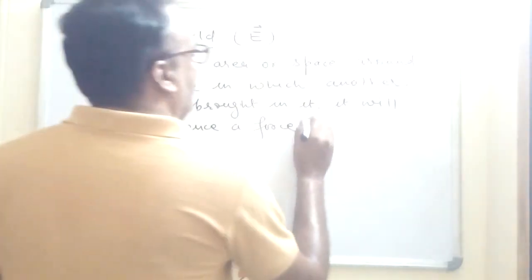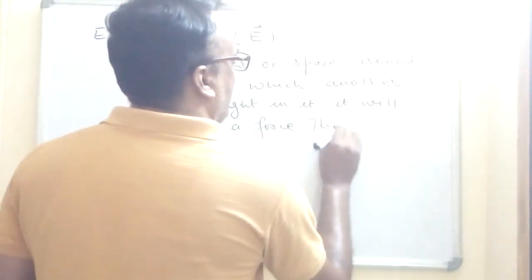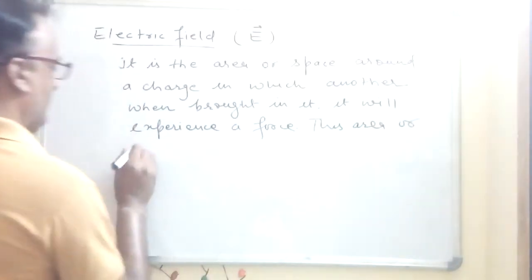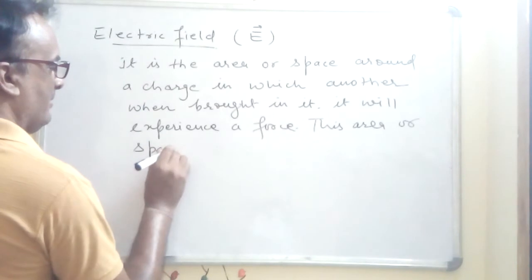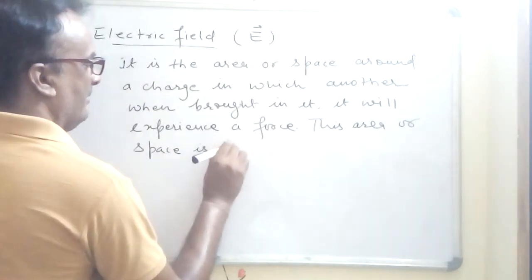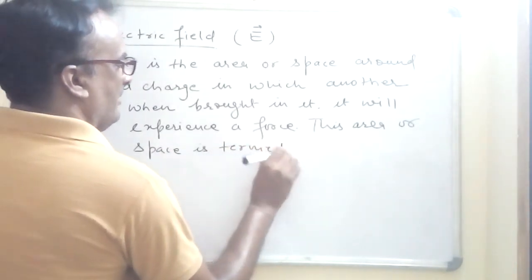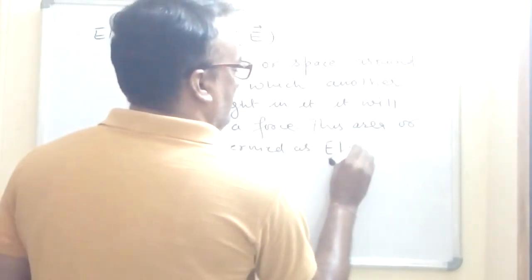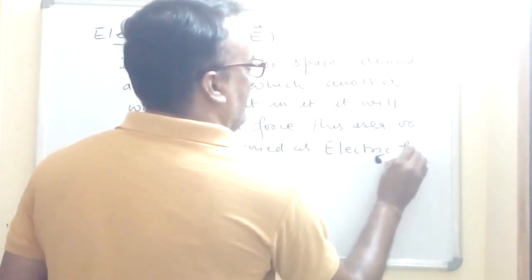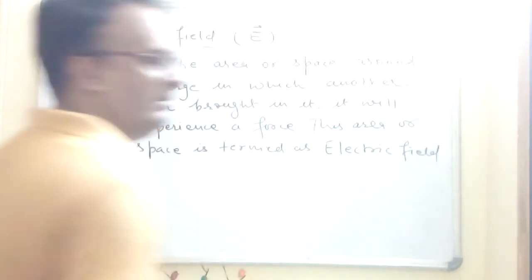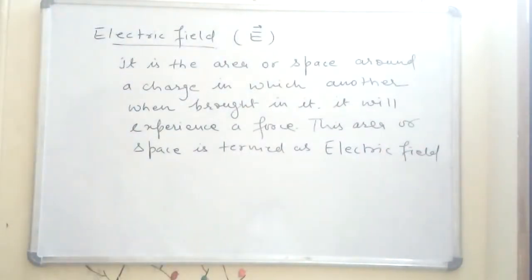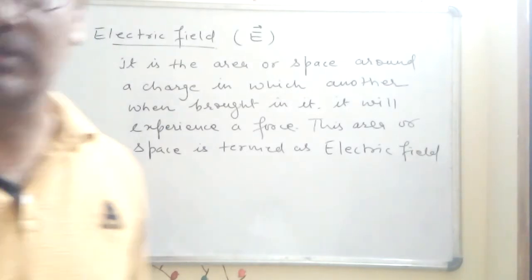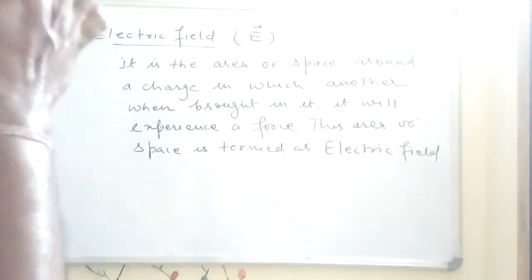This area or space is termed as electric field. इसी को हम क्या बोलते हैं? इलेक्ट्रिक फील्ड बोलते हैं. It's termed as electric field. So please write down its definition. You take its screenshot. Okay, write down its definition.